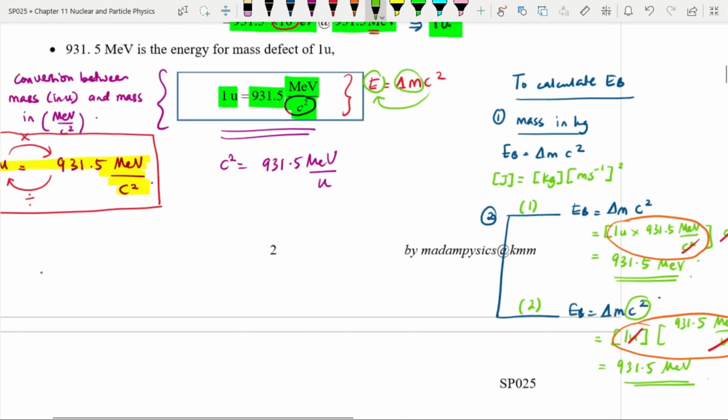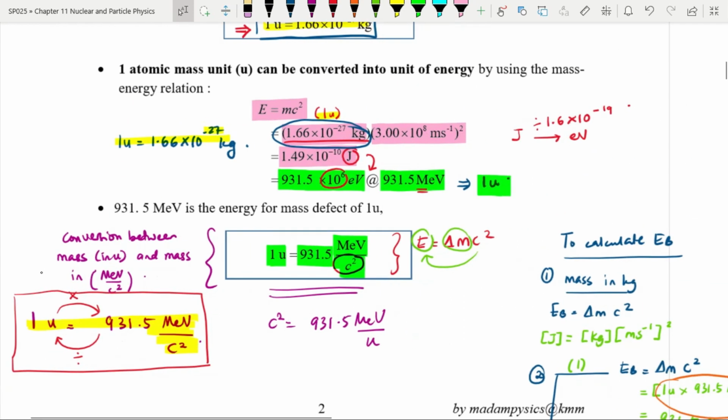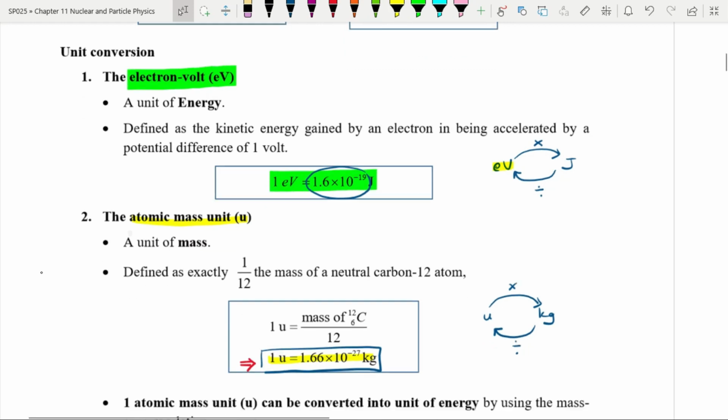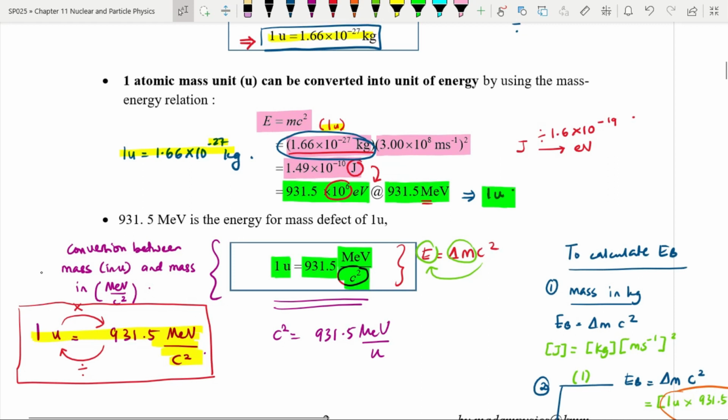Alright, so itu adalah energy mass equivalent. Mass defect is equivalent to binding energy. Okay, ada a few conversion yang kita kena tahu. Conversion yang pertama adalah antara electron volt dan juga joule, yang ini senang. Antara U dan juga kg. Dan last sekali, antara U dengan energy. Tapi kita kena hati-hati dari segi unit. Okay, nak equatekan U dengan energy tu, dia ada beberapa rule lah. Okay, in order for unit dia equivalent.